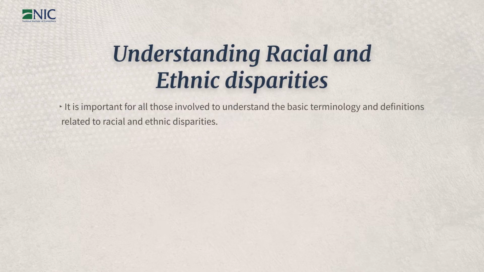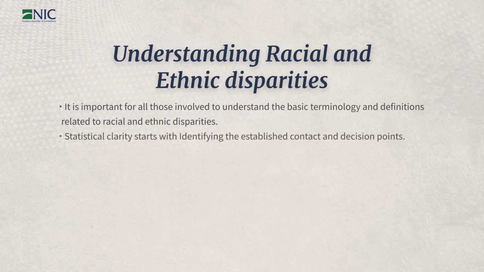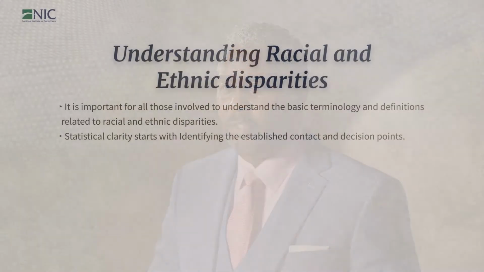So it's important that we understand basic terminology, right? That we understand the definitions and we understand exactly what it looks like. Statistical clarity starts with identifying those established contact points and those established decision points. That's where you start. Where does our system make decisions? At what point do we impact the outcome of those who come in contact with our system? You want to start by identifying those contact points.